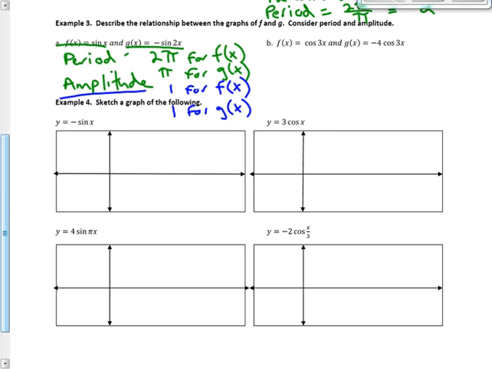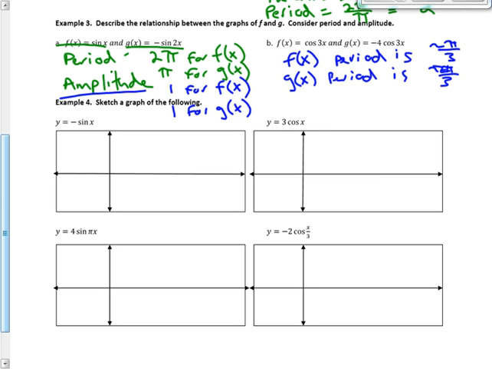So the second one here, for B, we're looking at f of x. The period is equal to 2 pi divided by 3. For g of x, the period is also 2 pi divided by 3. I've got the number in front of the x as a 3, so I'm going to divide 2 pi by that to figure that out.